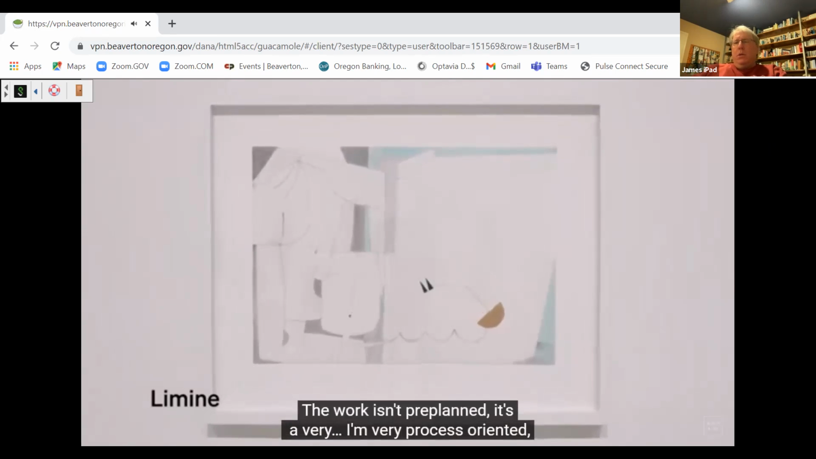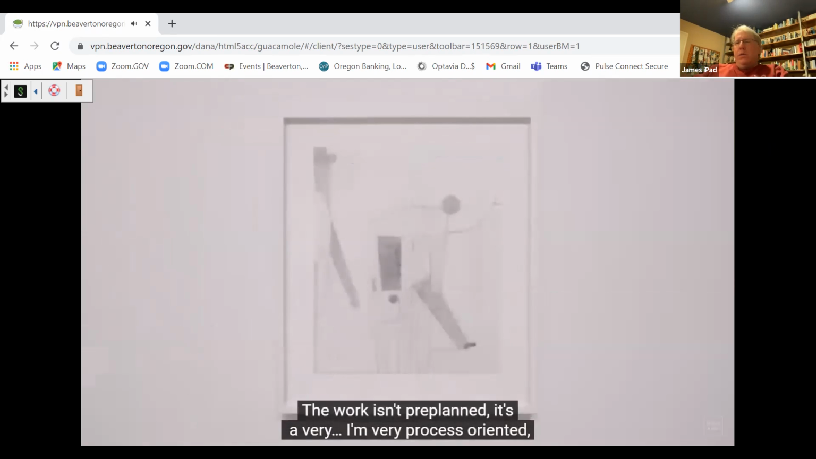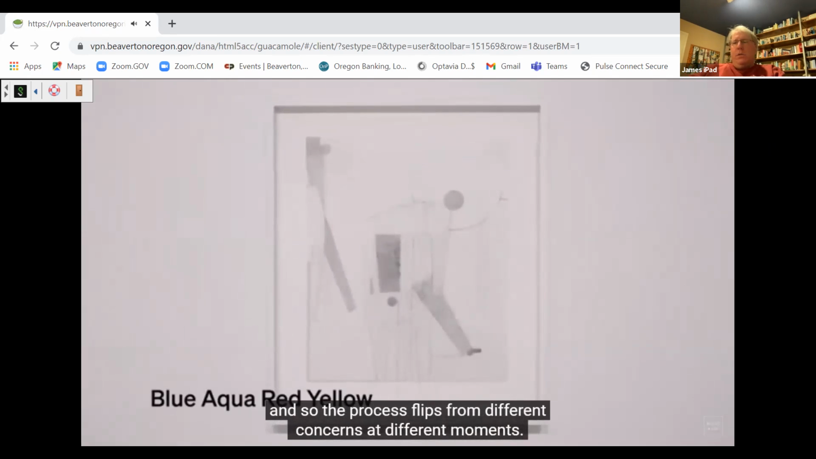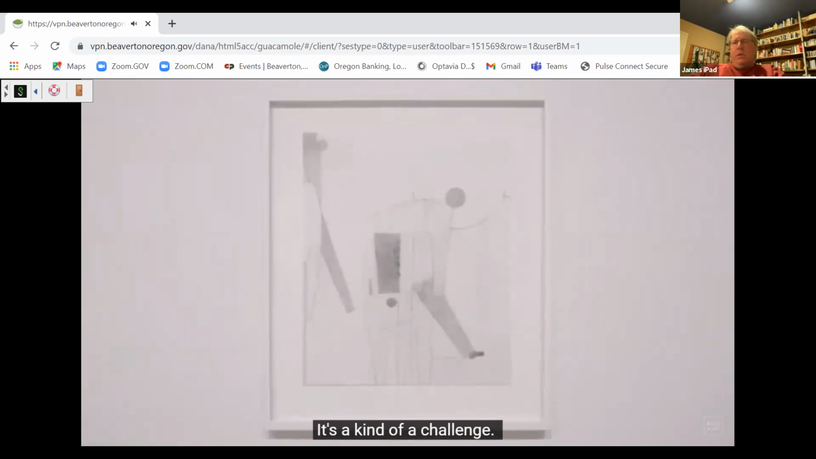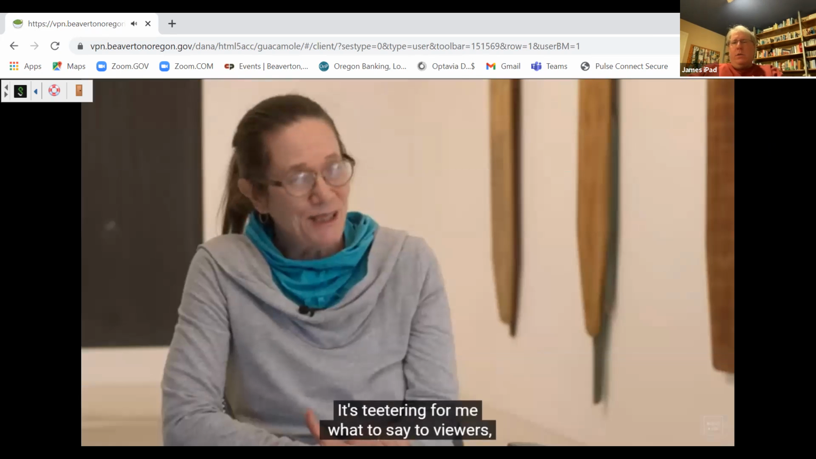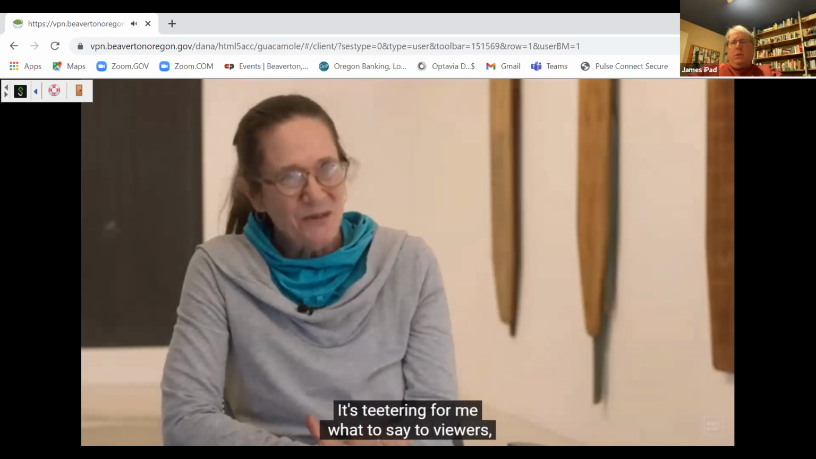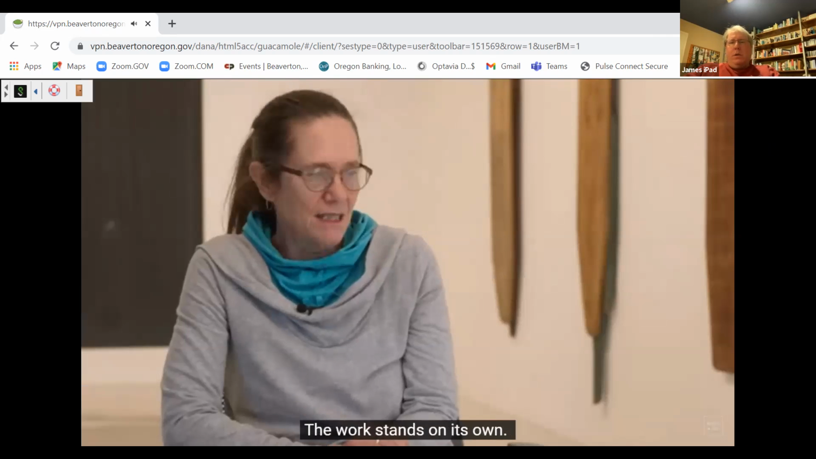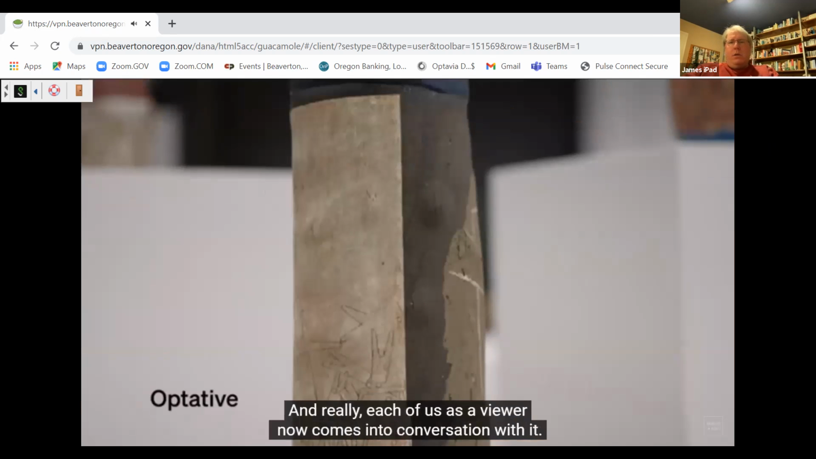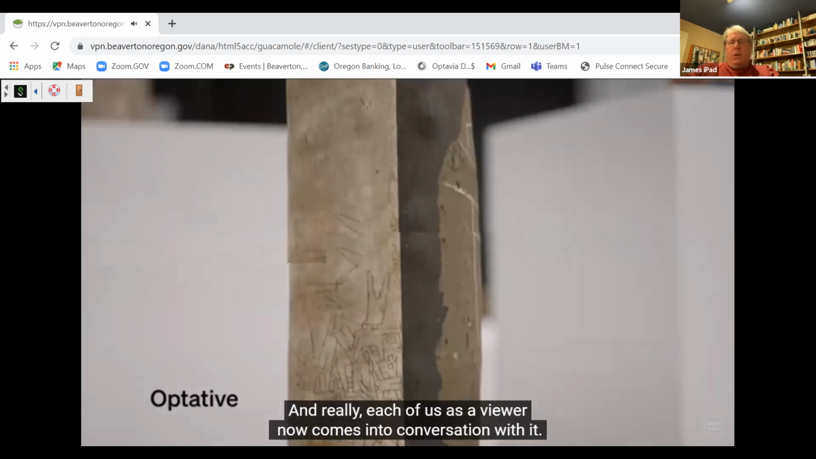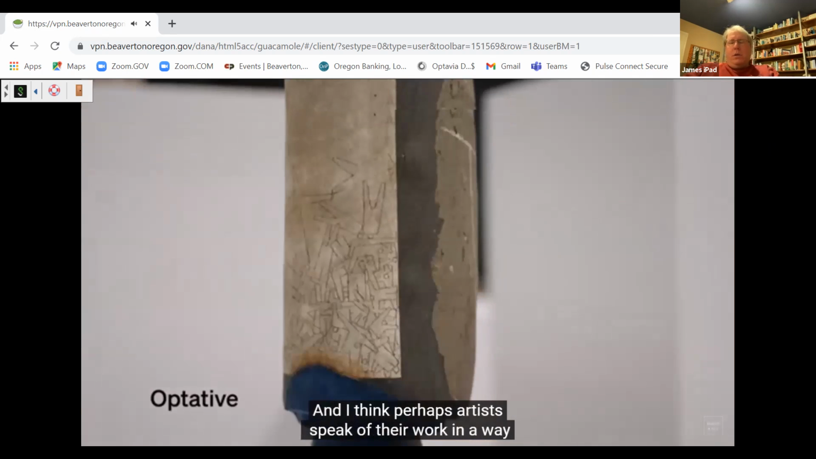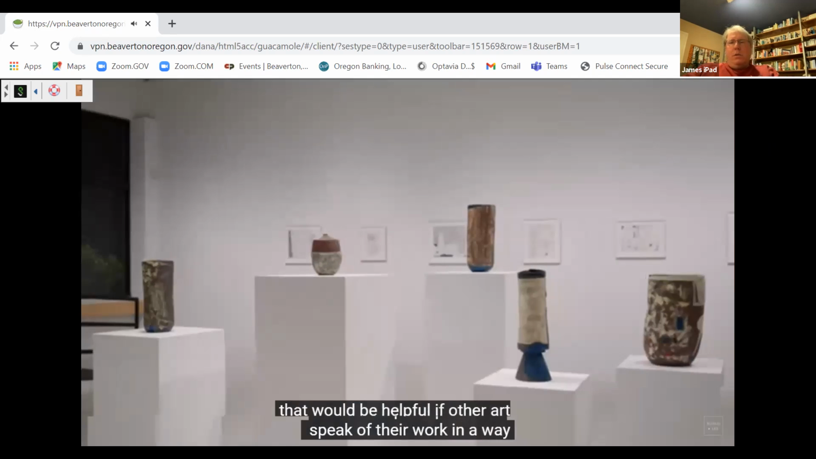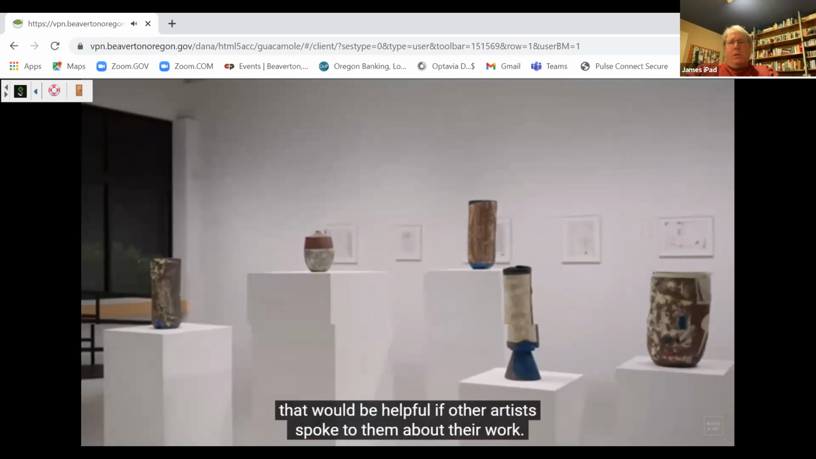The work isn't pre-planned. I'm very process-oriented. And so the process flips from different concerns at different moments. It's a kind of a challenge, it's a teetering for me, what to say to viewers, because the work isn't me anymore. The work stands on its own, and really each of us as a viewer now comes into conversation with it. And I think perhaps artists speak of their work in a way that would be helpful if other artists spoke to them about their work.